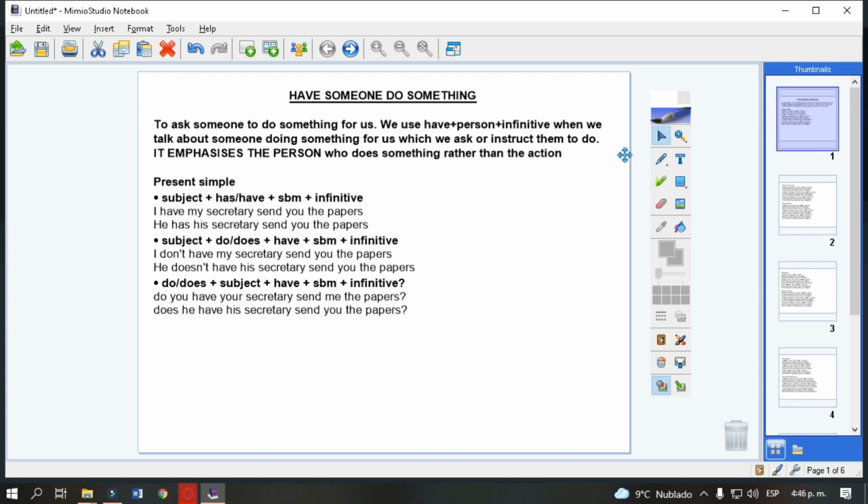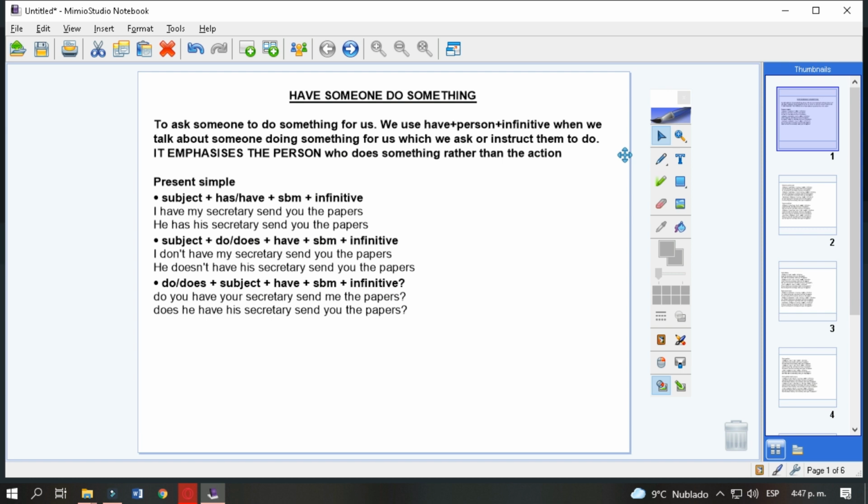Yes, we talk about someone doing something for us which we had already asked or instructed them to do. In this case, as in the causative verb get, the emphasis is on the person who does the action and not the action itself.